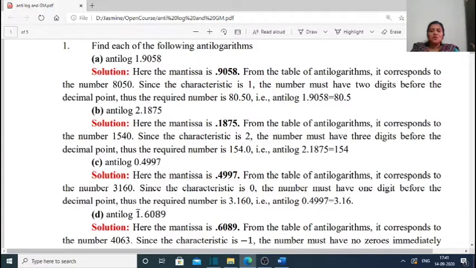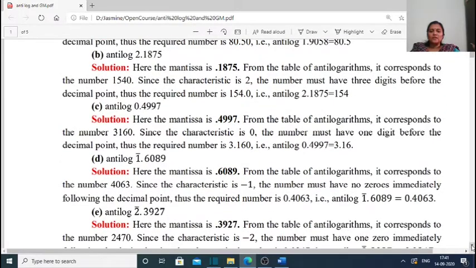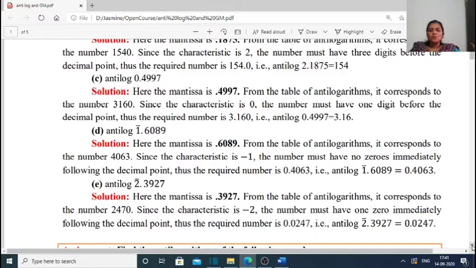Next, anti-log of bar 1.6089. Here the mantissa is 0.6089. From the table of anti-logarithms it corresponds to 4063. Since the characteristic is -1, no zeros after the decimal point. So this is 0.4063. Now bar 2.